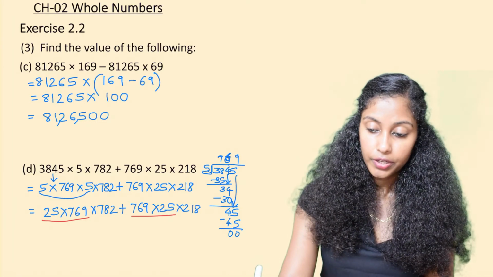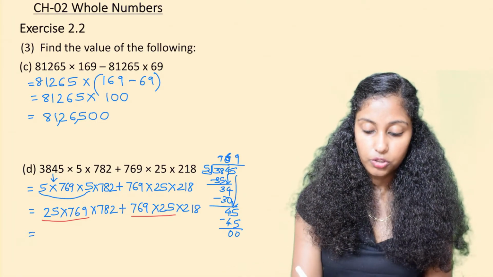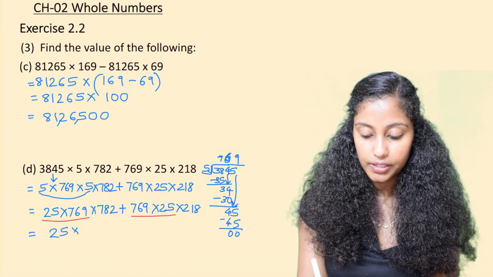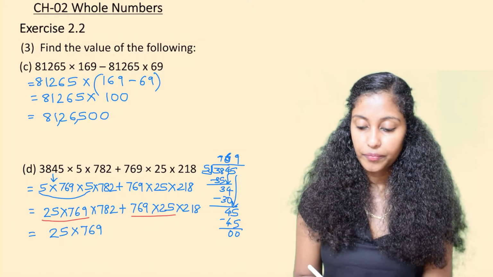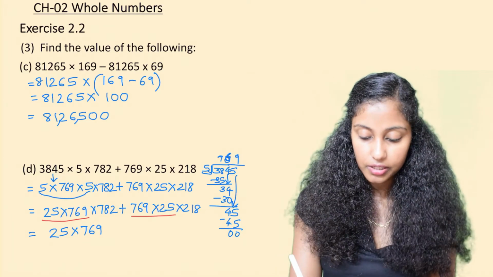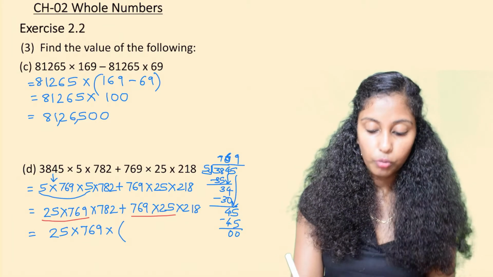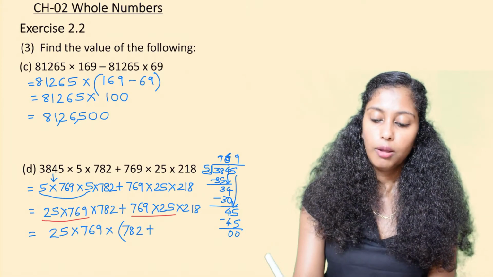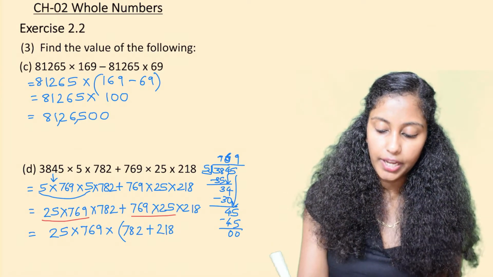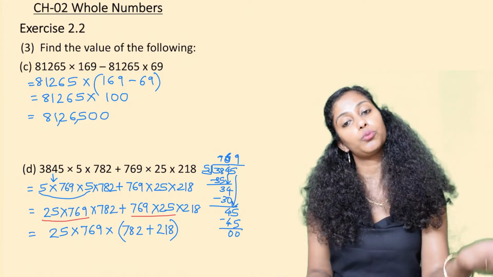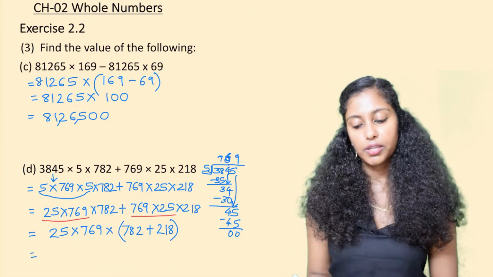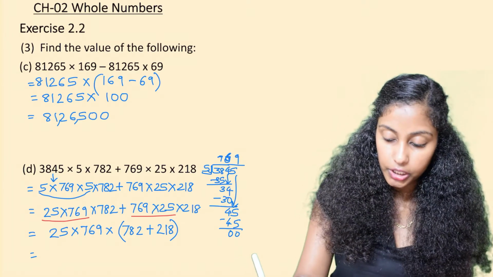So here now what we do is 25 into 769. We write as it is. We open a bracket. Inside the bracket we write 782 plus we write 218 because 769 into 25 is common. So now 25 into 769 we need to multiply.